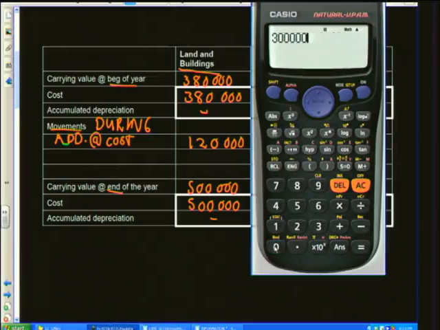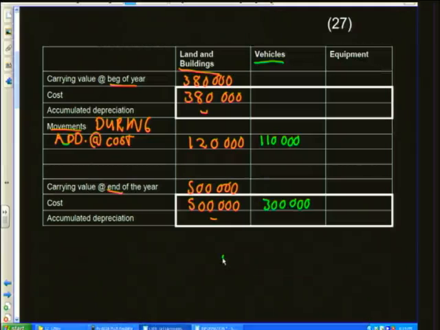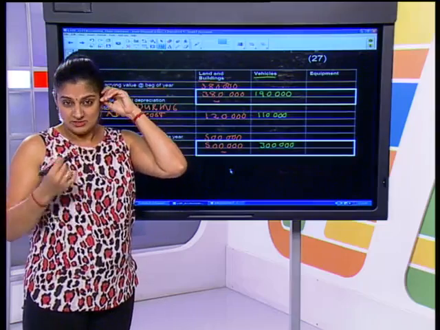Okay, so 300,000 less the new vehicle of 110,000. And at the beginning of the year, my vehicle had a cost price of 190,000. So let's fill that in. At the beginning of the year, 190,000. Right, the additional vehicle included.